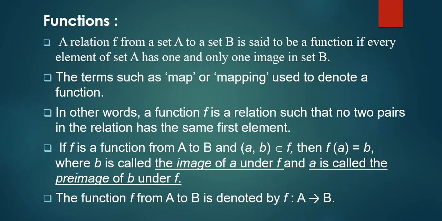Terms such as map, mapping or transformation are also used. In other words, a function f is a relation such that no two pairs in the relation have the same first element. If f is a function from A to B and the ordered pair (a, b) is an element of f, then we can write f(a) = b. b is the image of a under f, and a is the pre-image of b.